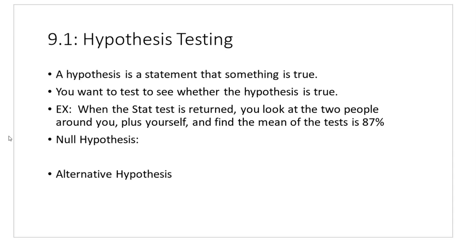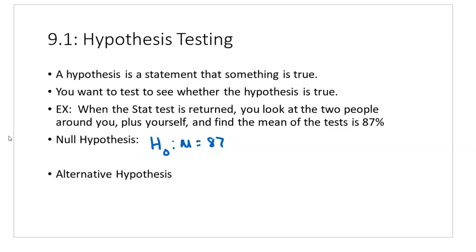Okay? So the null hypothesis is the starting point. So I'm starting by saying the average for the whole class is 87%. Well, that would be the null hypothesis. And the notation that we use is this: H for the hypothesis, sub 0, so the mean is 87. So the null hypothesis is that the mean score is 87%.